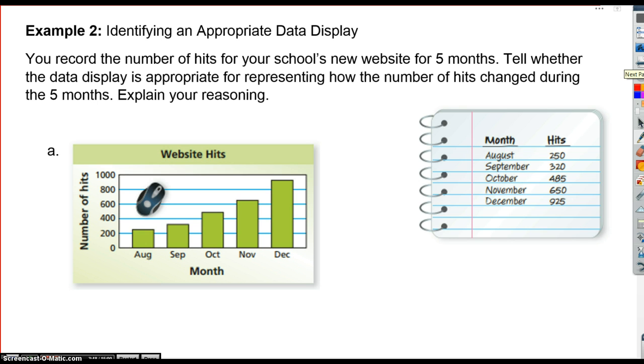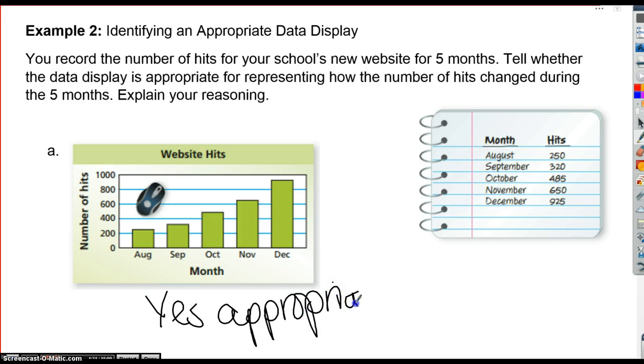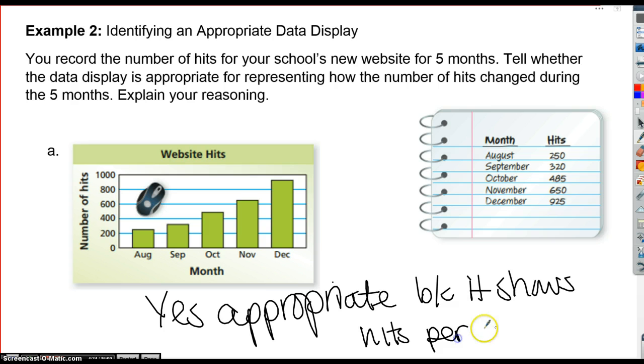All right, so example 2. So now we're talking about identifying an appropriate data display. So you record the number of hits for your school's new website for 5 months. Tell whether the data is appropriate for representing how the number of hits changed during the 5 months. So this is my data over here, and this is how I interpret it. So this bar graph shows how many hits were each month. So I would say, yes, this is appropriate, because it shows hits per month. And that's what I wanted to show.